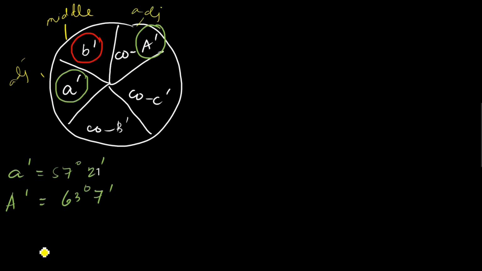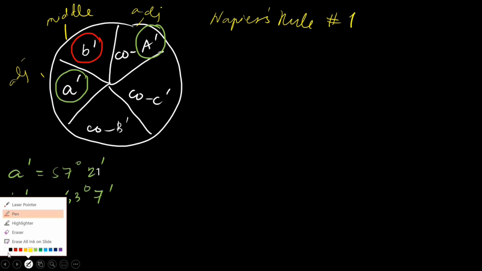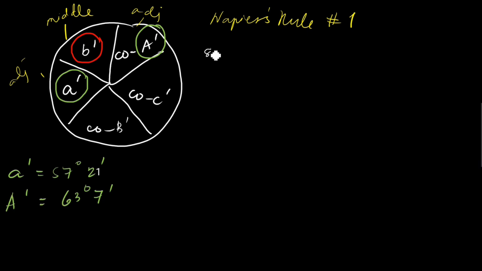So with this, Napier's rule number 1. In Napier's rule number 1, we have sine of the middle part. The middle part is B prime equals, since these are adjacent, we are going to use tangent of the adjacent part. So a prime times tangent of the complement of the big A prime.